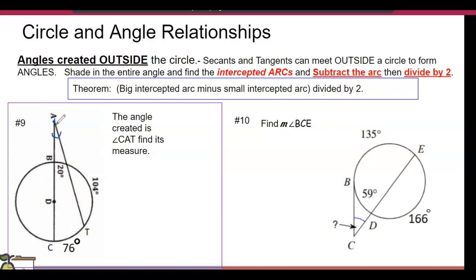All right, so how do I find the measure of this angle? It's kind of easy. All you do is you find the intercepted arcs.